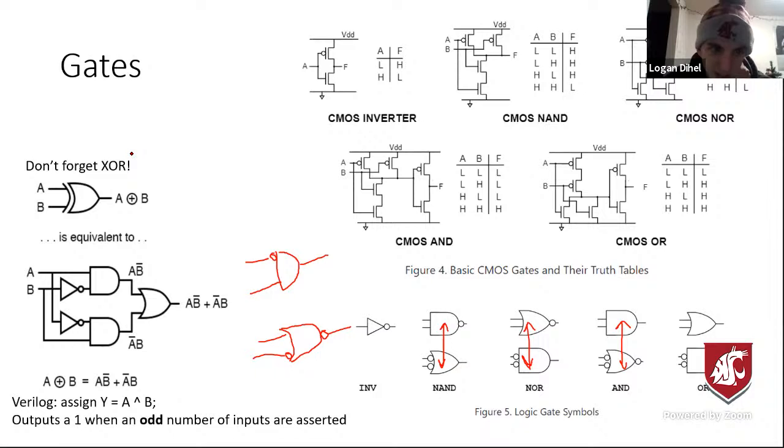And then the XOR gate, this one's special. It always outputs a 1 when an odd number of inputs are asserted. So if A is 1 and B is a 0, then it's a 1 on the output. If B is a 1 but A is a 0, then it's a 1 on the output. But if they're both 0 or both 1, the output is a 0.